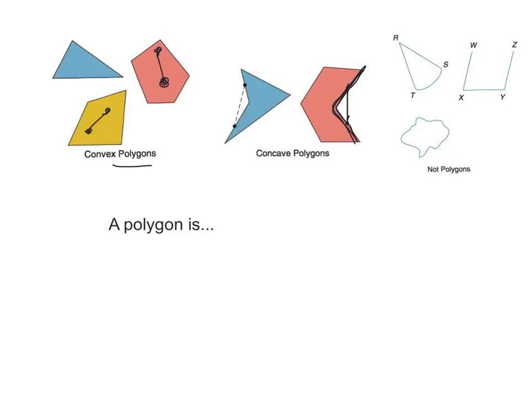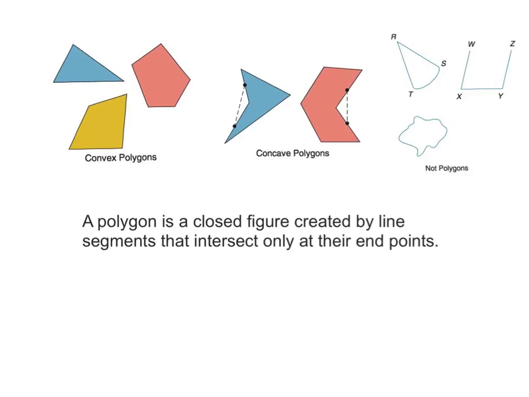But notice when we talk about polygons, look at the edges. What do you notice over here? We have some curves. It bends and goes all over the place, or it's not even closed. That's why these aren't polygons. Here's your definition. A polygon is a closed figure created by line segments that intersect only at their endpoints. So that means having something like this is not a polygon. They intersect not only at the endpoints, but also right here in the middle. So that's why this is not a polygon.